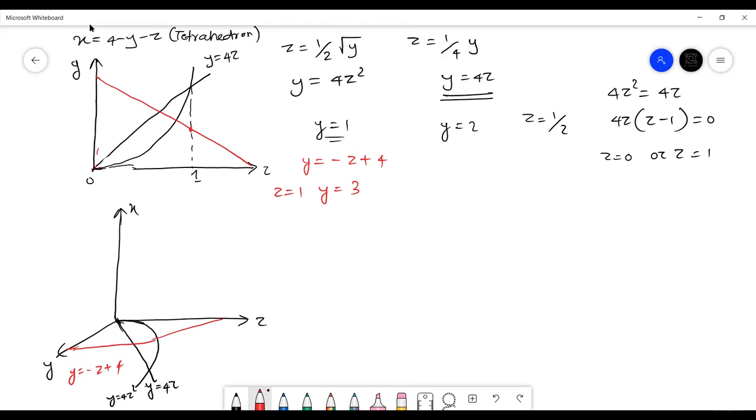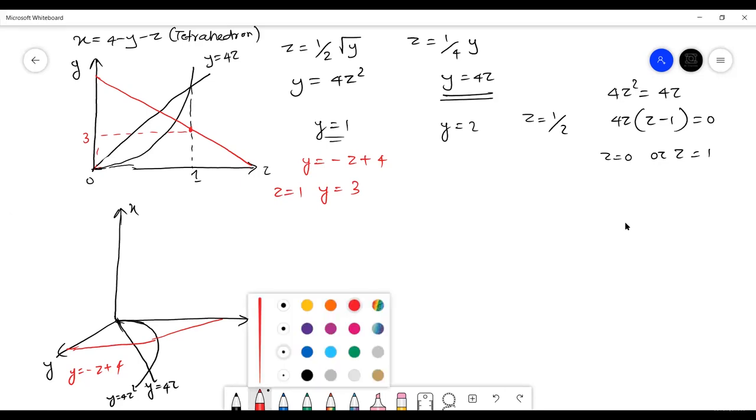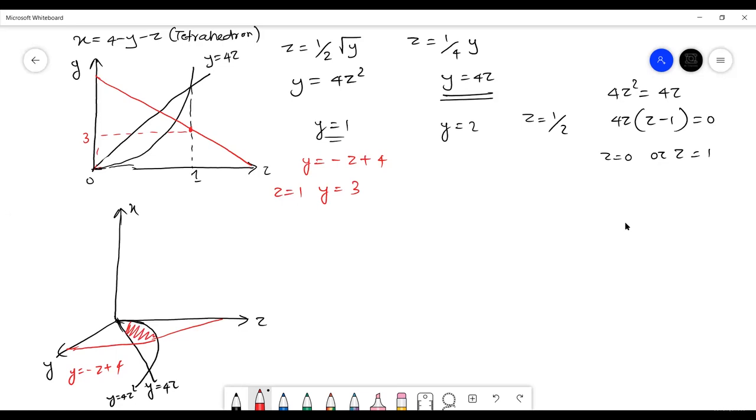Here the value is 3. Since the value of y is 3, it will go definitely below the intersection point. So the area we are considering is only this one. This is the required base area. In this figure, I am dividing this area. Now if you complete the tetrahedron, here the value is 4, here also 4, here also 4. You can simply find out those values.